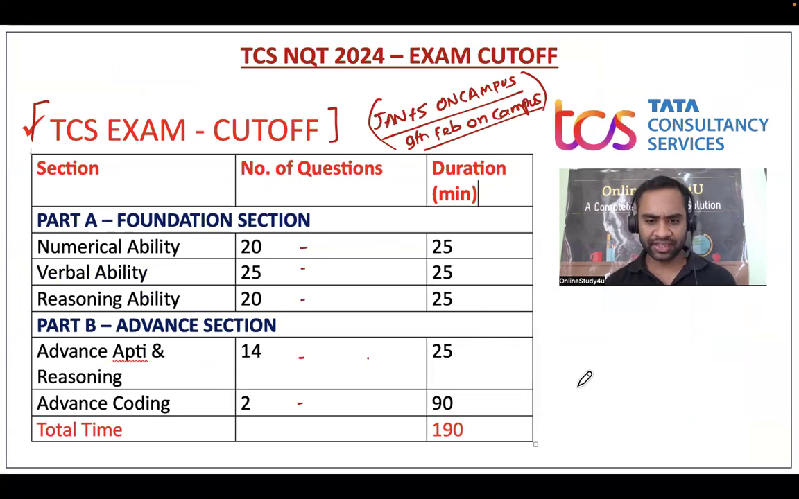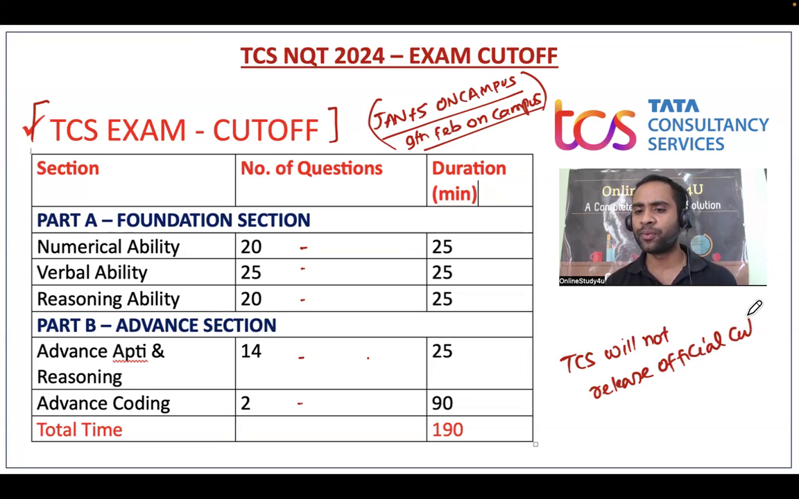Okay. So see, there will be no cutoff released by TCS, so you have to understand that. TCS will not release any kind of cutoff. There is no official cutoff anywhere you will get it. Whatever information I want to give you, I want to make it very clear where I have got the information from, so that the trust you have in us will be there till you get placed, and even after getting placed.